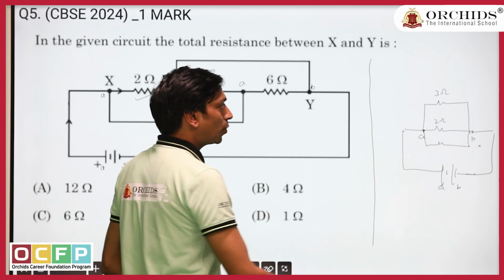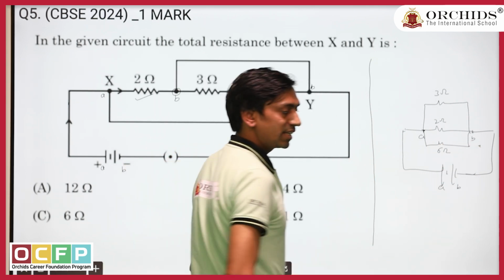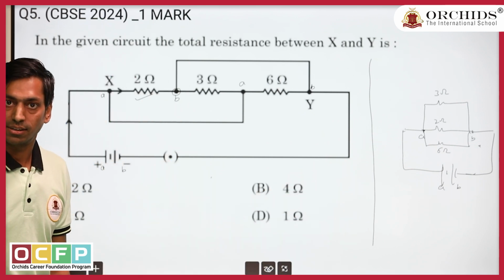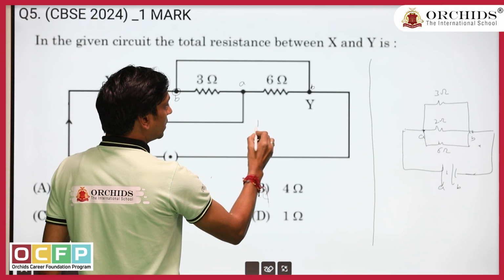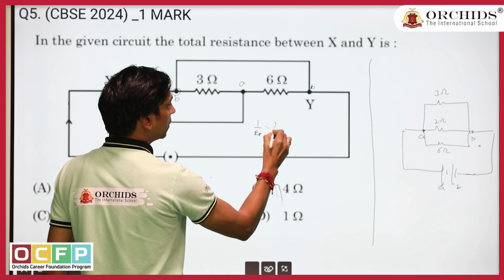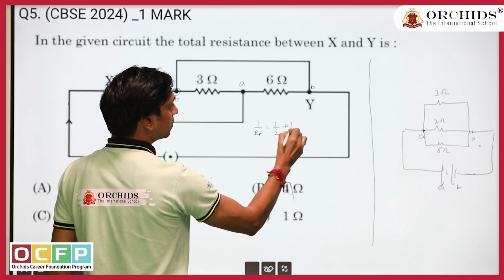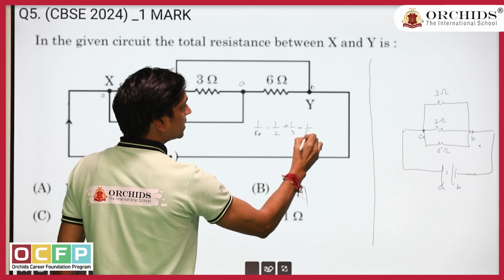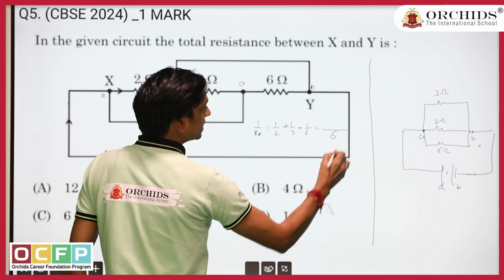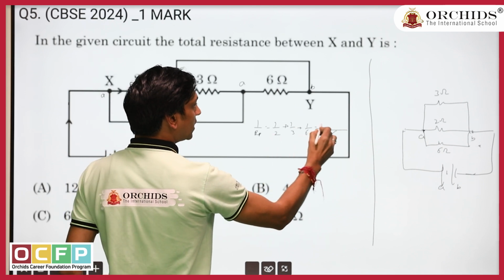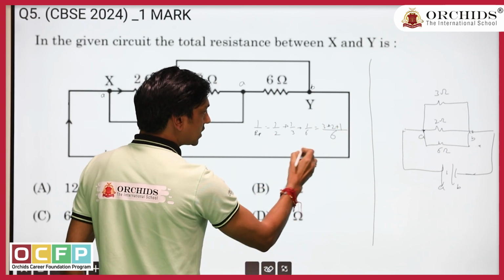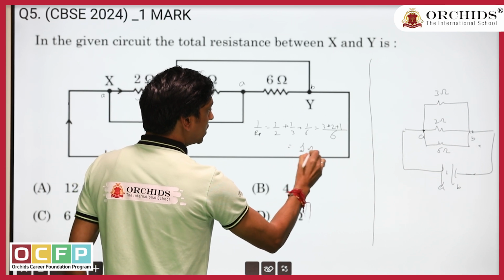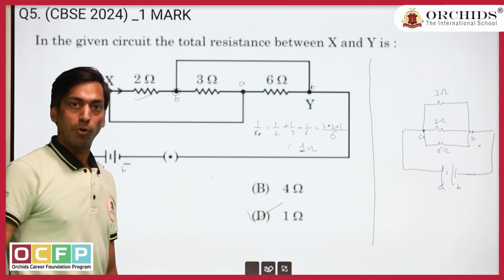The circuit which looks like series, actually it is what? Parallel circuit. And we know that in a parallel circuit, I can find the overall resistance: 1 by Rp is equal to 1 by R1, 1 by 2 plus 1 by 3 plus 1 by 6. When you solve, you will get 6 as the LCM, and here you will get 3 plus 2 plus 1. So overall 6 by 6, how much? 1 ohm. So the right answer we are having is 1 ohm.